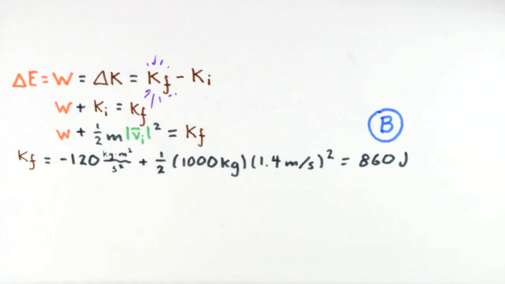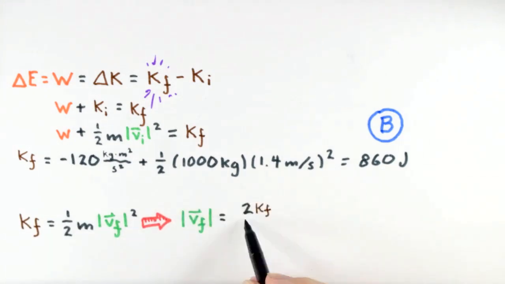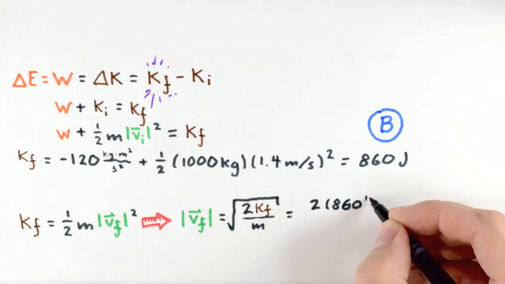Now for part C, we use the definition of K final here. Solve for the unknown final speed, and plug in everything that we know to find that speed.